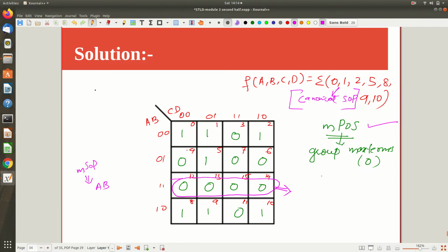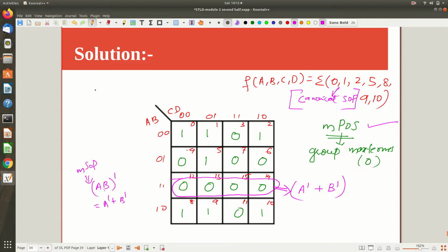But in minimum product of sums expression, what I need is the sum term. Sum term means a plus should come in between. And when writing a sum term, hope you remember, when I have 1, I take it as a complement. So this is the corresponding one. When you complement it, you will get A bar plus B bar. So that is your equivalent sum term.